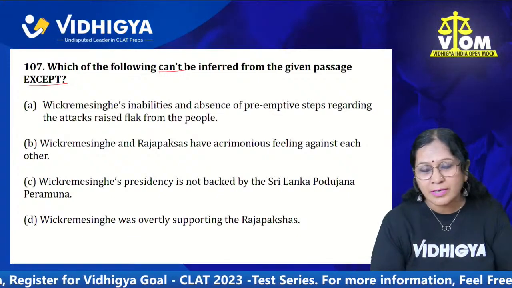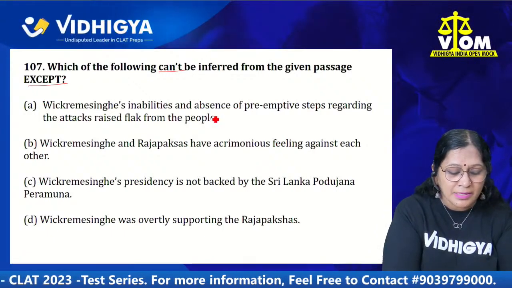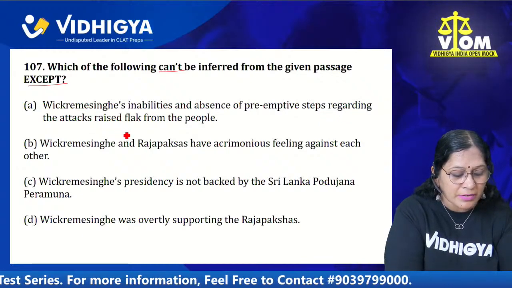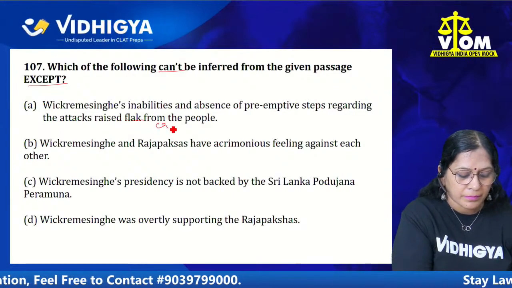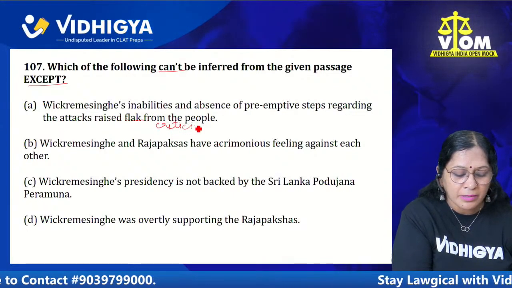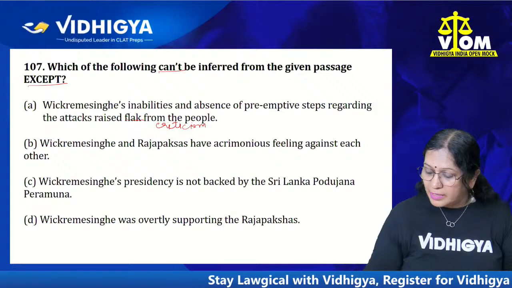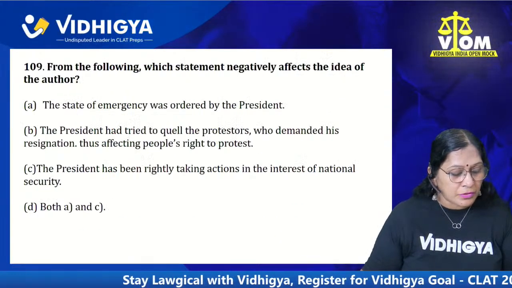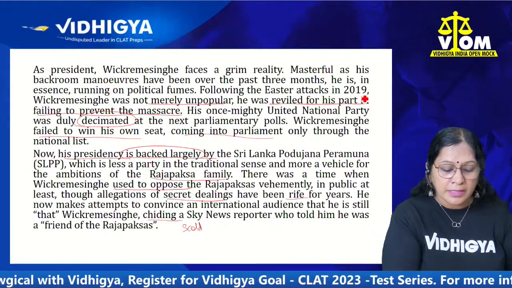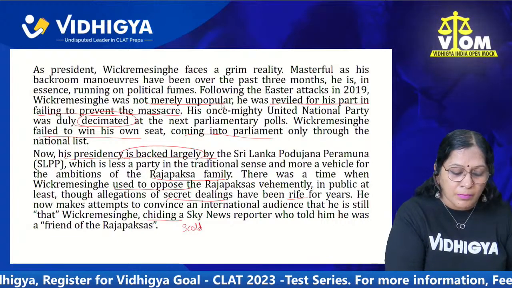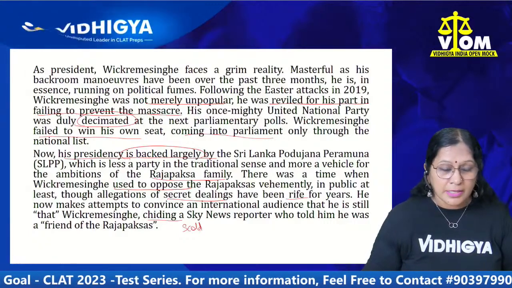So if we have got the central idea, we'll see that, okay, fine, what can be inferred? Vikram Singh's inabilities and absence of preemptive steps regarding the attacks raised flak from the people. Flak means criticism. And we remember we had read that word that he was not only unpopular, but he was reviled also. If I go back to that paragraph, you can see here: following the Easter attacks in 2019, Vikram Singhe was not merely unpopular, he was reviled for his part in failing to prevent the massacre. The massacre was that attack, Easter attacks.